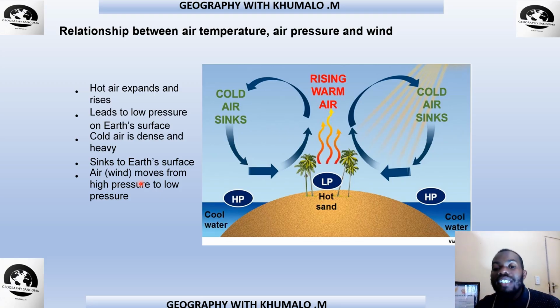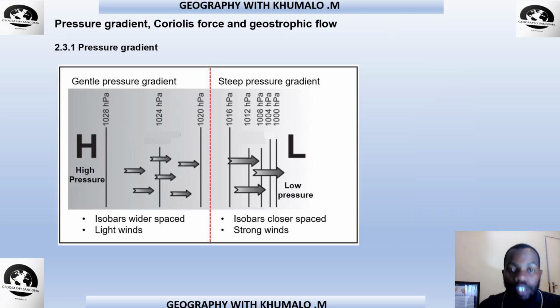And how will this air move? It will move from high pressure into low pressure. It's very important, especially for next year, grade 12. Now, pressure gradient force, Coriolis force, and geostrophic flow. What is pressure gradient force? It is the force that causes air to start moving.